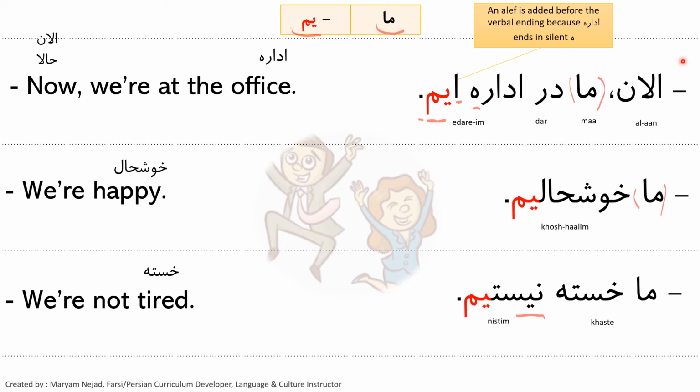I'm just going to read through them one more time. I might or might not pronounce the subject pronoun. So first, الان در اداره ایم. ما خوشحالیم. خسته نیستیم.